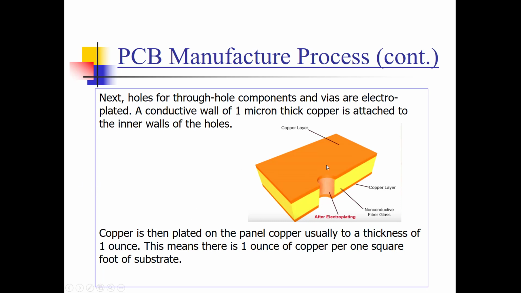Then after the through plating of the vias and the through-hole component holes is done, they'll electroplate copper onto the panel of the board to the desired thickness. A common thickness is 1 ounce, and as I explained in an earlier slide, when they say 1 ounce of copper, they're talking about the amount of copper per 1 square foot of substrate.